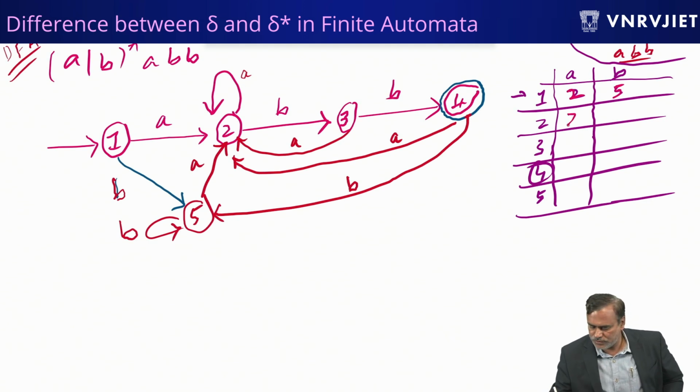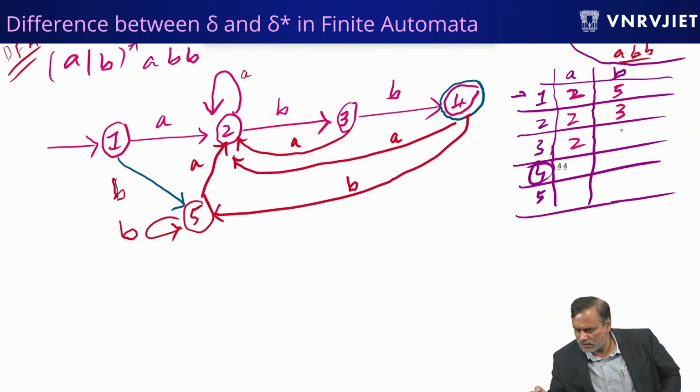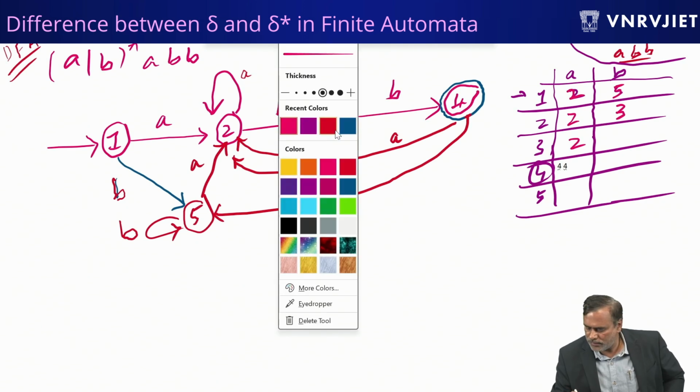2 on A is 2. 2 on B is 3. Next, with respect to 3, 3 on A is 2. That is this. 3 on B, you can go to state 4. In a similar fashion, 4 on A, outgoing transition, that is, you can go to state 2. Sorry, 3 on B I have not marked. 3 on B is 4. I'm trying to write, but it is not reflecting. Yeah. 3 on B, you can go to state 4.